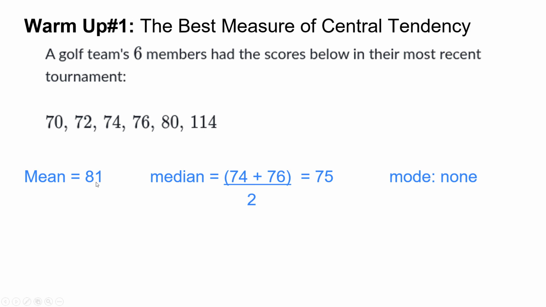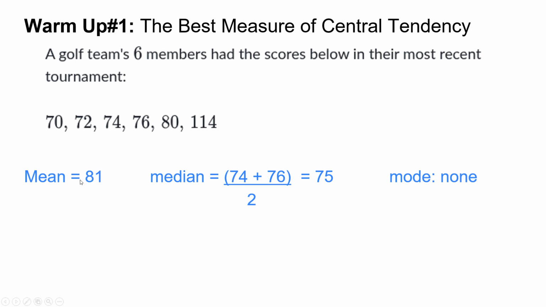And we find the mean is 81. The median is 75. Remember, the median falls right in between the 74 and 76 because we've got 6 pieces of data, so it's going to be halfway in between, which of course is 75. And in the case of mode, there is no mode because there was no repeated score.